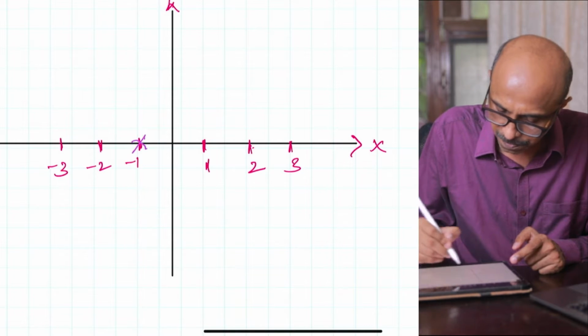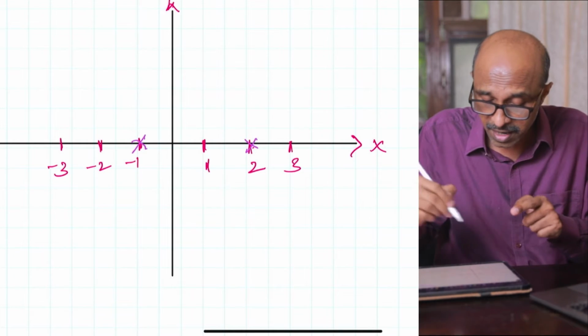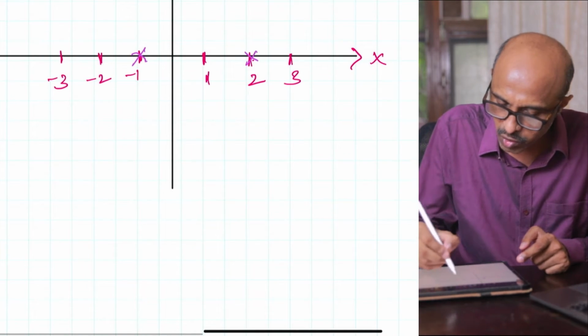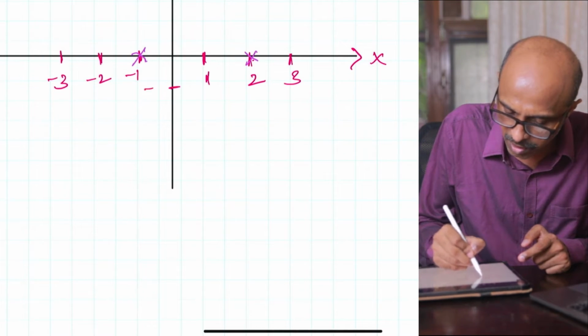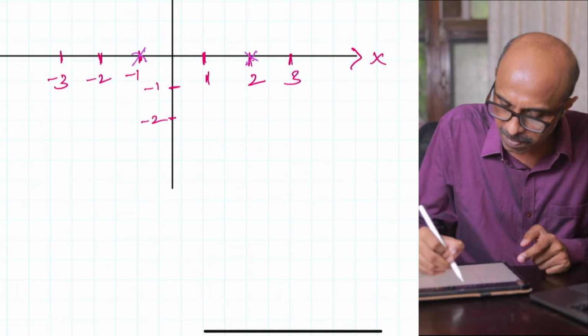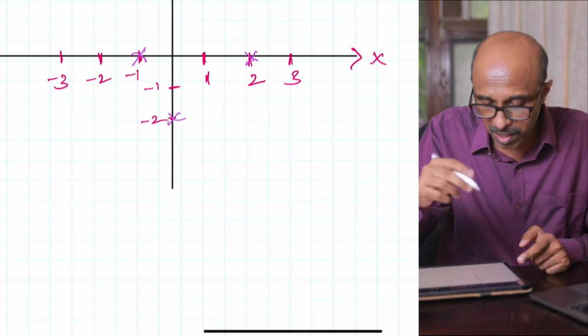So negative 1 and 2 are going to be the x-intercepts, and the y-intercept is going to be negative 2. So if that's negative 1 out here, negative 2 is going to be our y-intercept. These are the points that the curve must pass through.